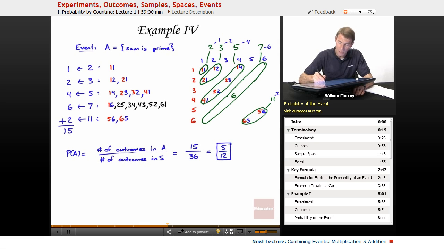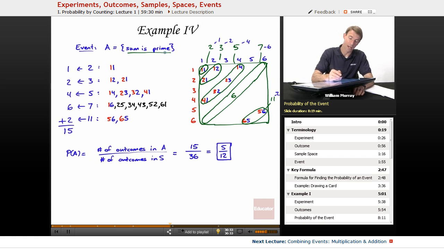If I roll 2 dice, what's the probability of getting a prime number? The answer is 5 out of 12. So let me remind you of everything we did there. First, I made a chart of all the possible outcomes. I didn't fill them all in because it would have taken too long, and I kind of got the idea of what the shape would be. But there are 36 possible outcomes depending on the 6 possibilities for the red die and the 6 possibilities for the blue die. And then I identified my event, which is that the sum is prime, which means the sum has to be 2, 3, 5, or 7.